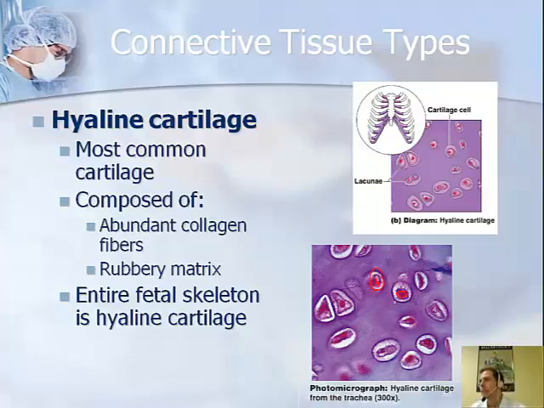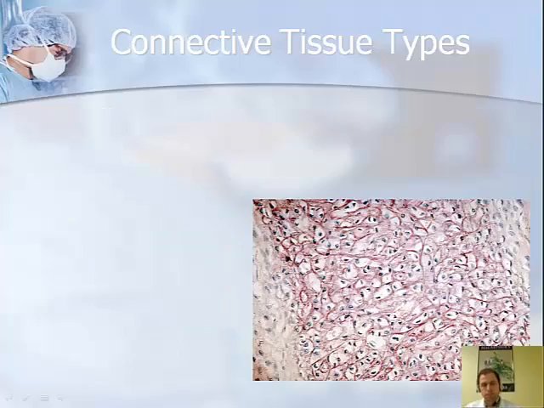And this is the tissue that comprises the entire fetal skeleton. It's a flexible tissue, allowing for, as you look in our diagram, inspiration and expiration of the bony thorax. This is, again, a collagen-rich, rubbery matrix because of that collagen, but it's abundant throughout the body.